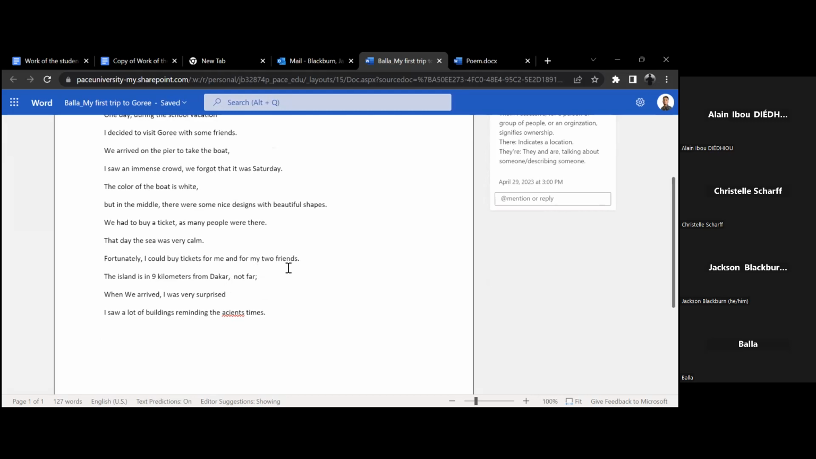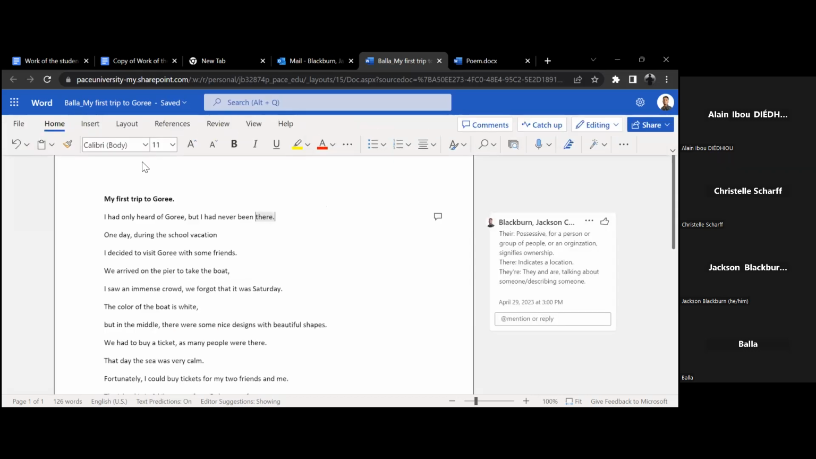I think this works, but for formality reasons, you could say "for my two friends and I." Or not, let's see, "and me," sorry. I think how you had it before was better. I was just trying to see if that would work too, so let me go back.